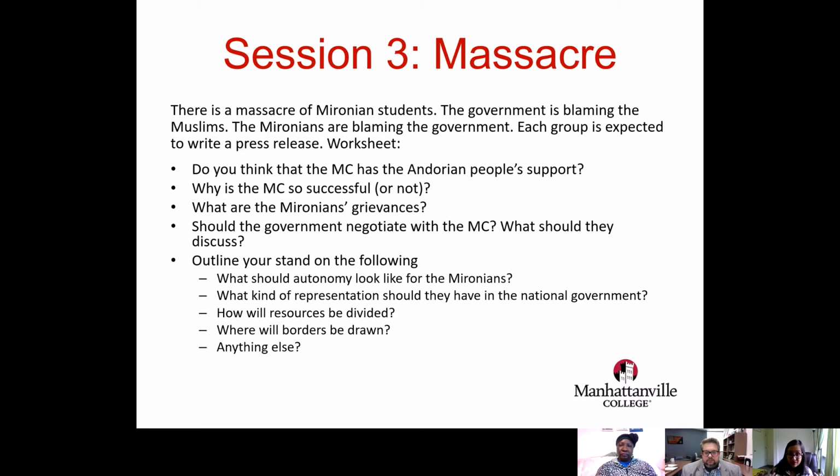you have a very active group of Myronians who are calling for secession, right? So they're saying that we want to be an independent country. So basically, they have to write a press release, right? Each group has to be like, here is our position on this, right? So I asked them to think about whether the secessionists have the people's support. The secessionists are successful, but why? What are their grievances? Should the government negotiate with them?